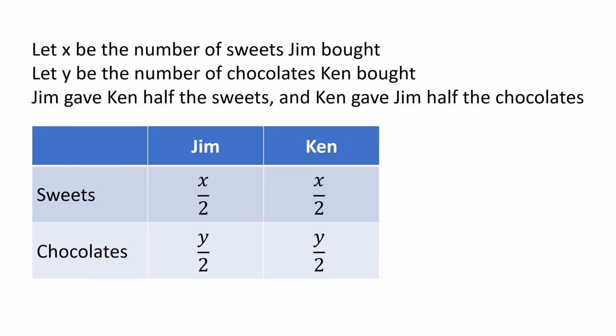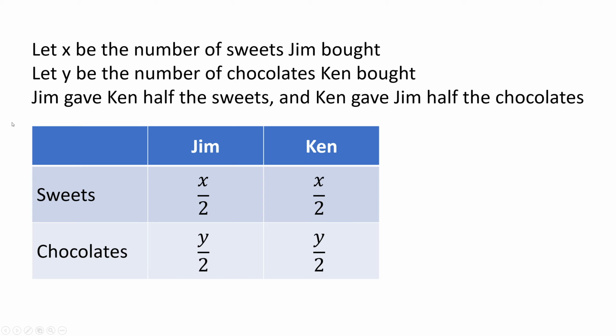Another more direct way of solving the question would be through algebra, which may be beyond the syllabus of the primary school students, but it's nonetheless a faster method and good to know. So here we let X be the number of sweets that Jim bought, and we let Y be the number of chocolates that Ken bought.